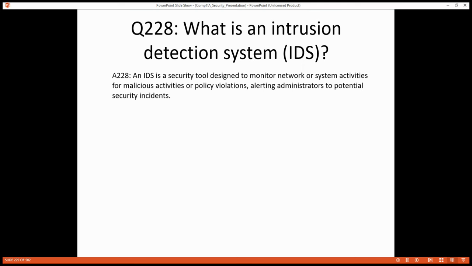Q228. What is an intrusion detection system, IDS? A228. An IDS is a security tool designed to monitor network or system activities for malicious activities or policy violations, alerting administrators to potential security incidents.